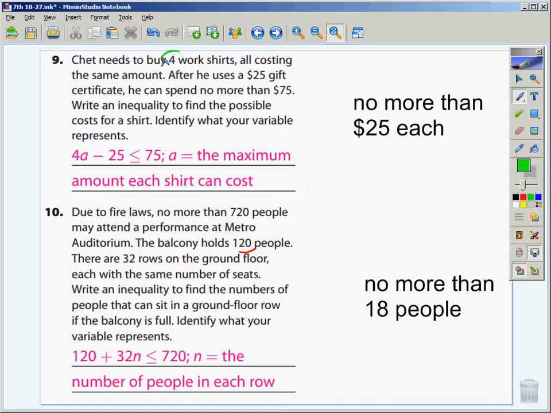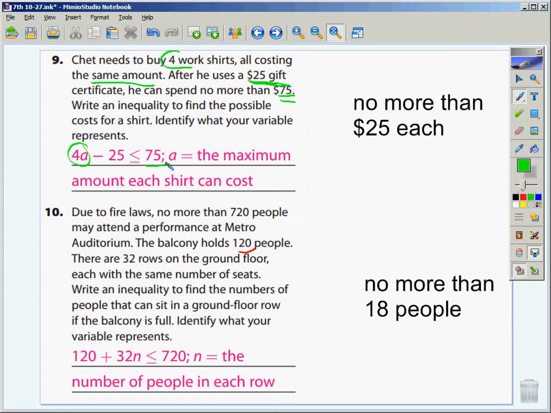Chet needs to buy 4 work shirts, all costing the same amount. Do I know how much each amount is going to be? That's why this says 4A. Okay? The $25 gift card, is that going to come off of what he's paying at the register? Or is it going to be added on? That's why it says 4A minus 25. That takes care of the gift card. How much money did he have in his pocket? Okay, so there's the two totals that I'm comparing. 4A minus 25, I'm comparing 75.